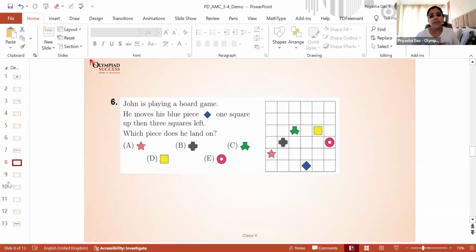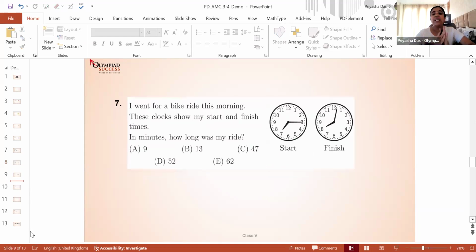Okay, this is easy. Let's see the time you take to do this. Your time starts now. John is playing a board game. He moves his blue piece one square up, then 3 squares left. Which piece does he land on? Blue piece, 1 square up, and 3 squares left. The star. 21 seconds. Good job. I told you this one was easy. Here I just had to check your speed.